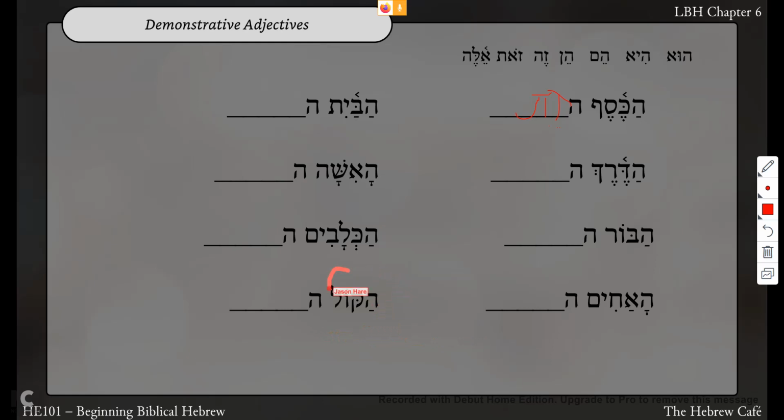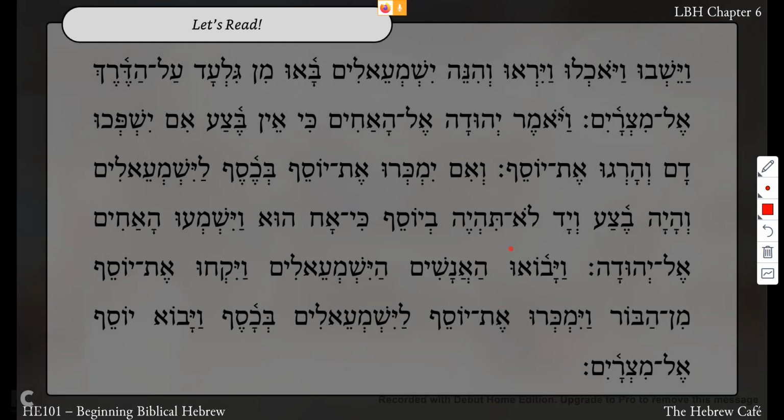The last one, kol, is also masculine singular like bait. I'll just handle that real quick. Hakol hazeh, this voice. Or hakol hahu, that voice. But not hakol hahem, because hem is plural and kol is singular. Perfect, great. I thought that would be more difficult to get across. It went across great. Now we are in the reading, which is the best part of the class, of course.